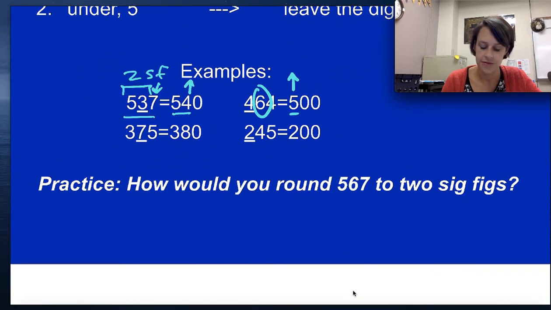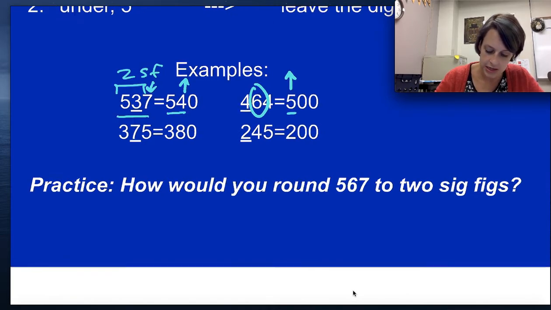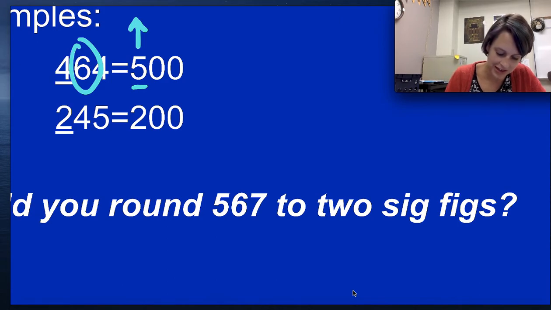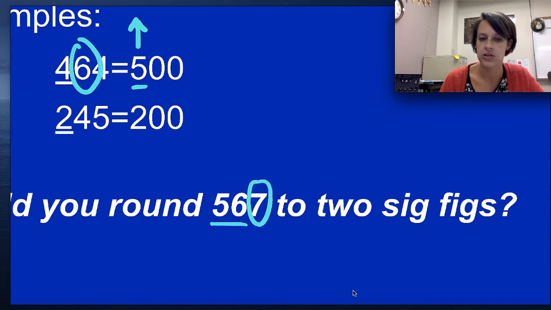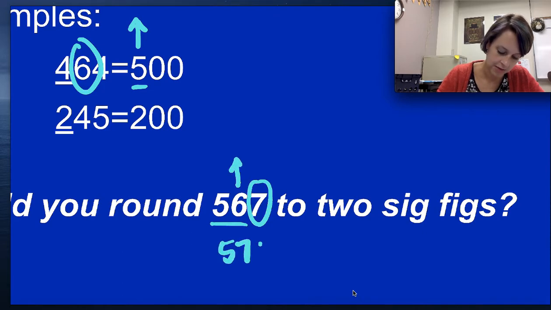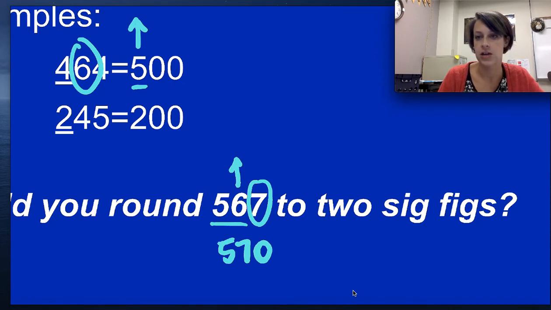Okay, so how would you round 567 to 2 sig figs? Well, we know we need these two. We're going to look at just the 7, right? We're going to look at just the number directly to the right of the sig fig we needed. It is above 5, so we're going to raise the 6, and so that gives us 570, and that gives me 2 sig figs, and I'm in good shape.